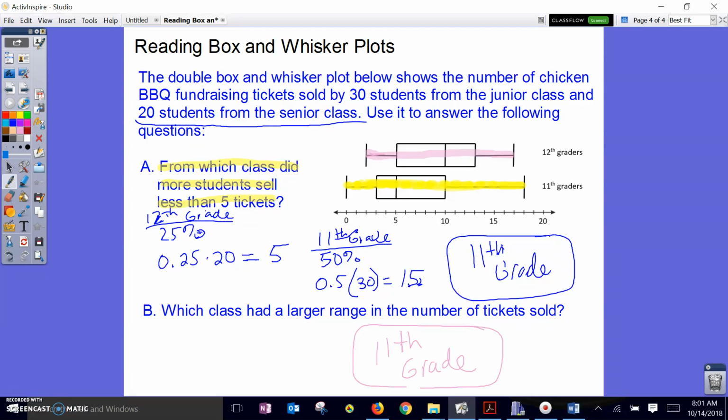Alright, that's the end of this video. A few techniques that we can use in reading box and whisker plots. The biggest thing is utilizing the idea that 25% of the data falls in between any of the marks on our box and whisker plots, and using that to help us figure out what's going on.